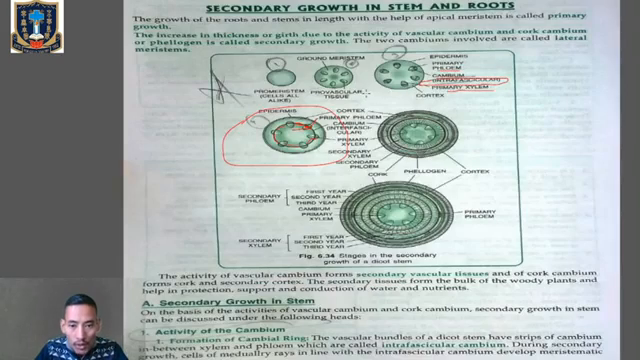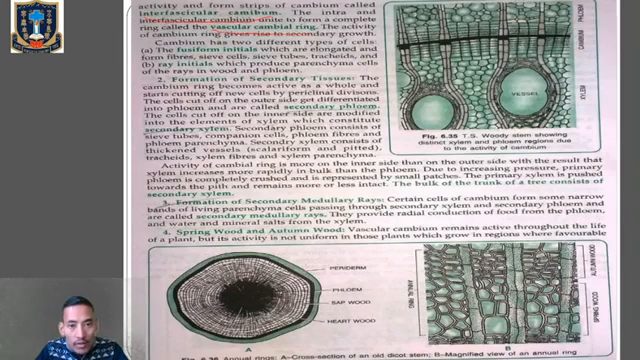Clear? So here you can see one more time the intrafascicular cambium, then we have got the interfascicular cambium. Now the intrafascicular and the interfascicular cambium will unite to form the vascular cambial ring, and the activity of the vascular cambial ring will give rise to the secondary growth of the stem.